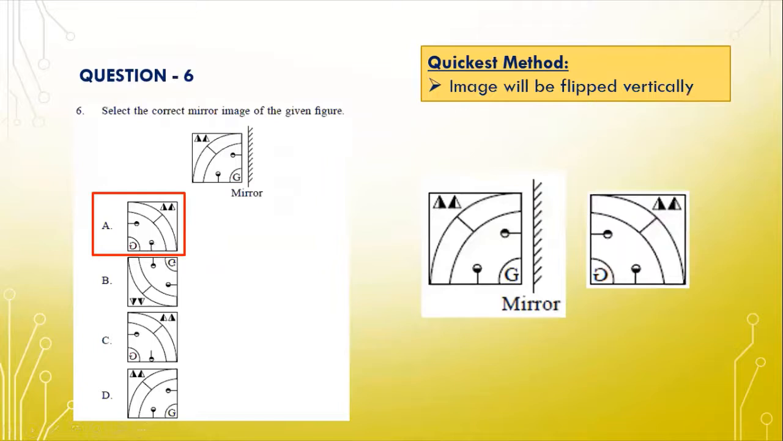Select the correct mirror image of the given figure, isn't it? So all these questions are pretty easy. So it's a very good start to the paper. Again, if the mirror is kept to the right, the image will be vertically flipped, isn't it? It will be flipped vertically. So notice the pattern here. This will be flipped like this. This will remain nearly the same. The G will be flipped. It will be the mirror image of the G.